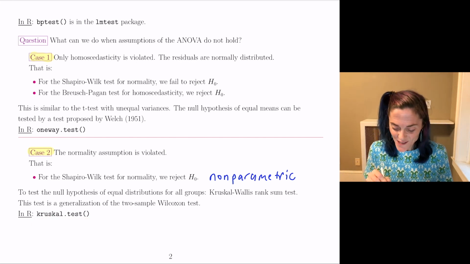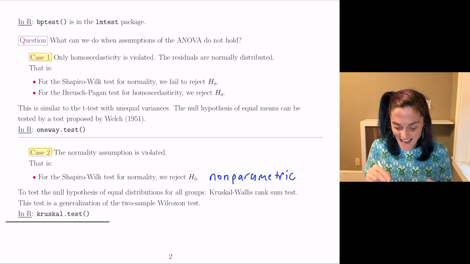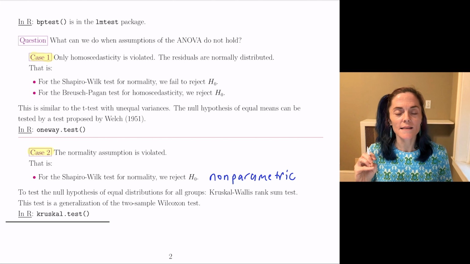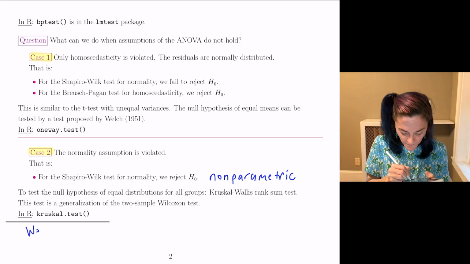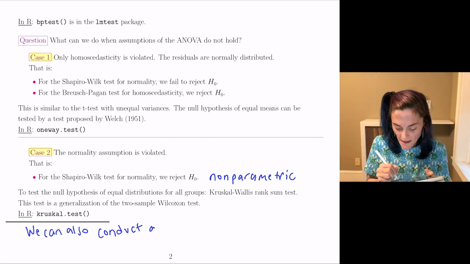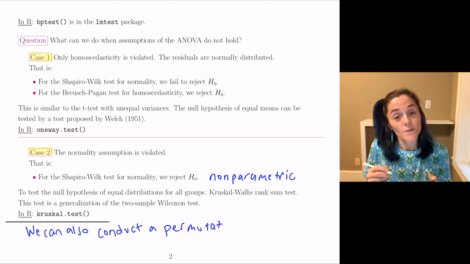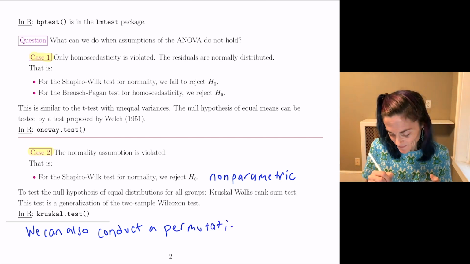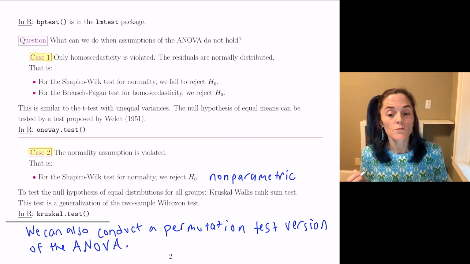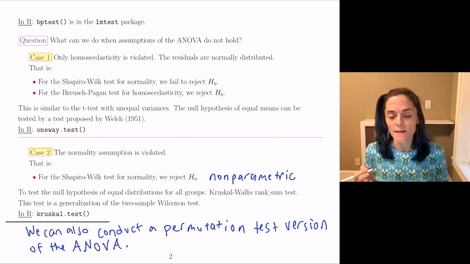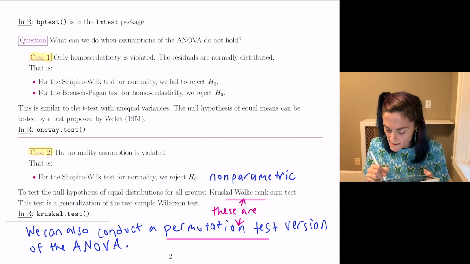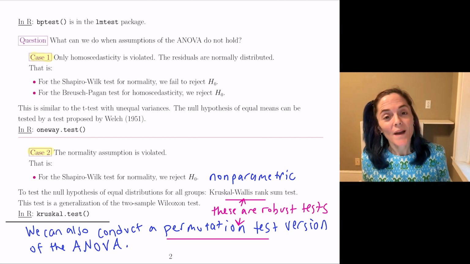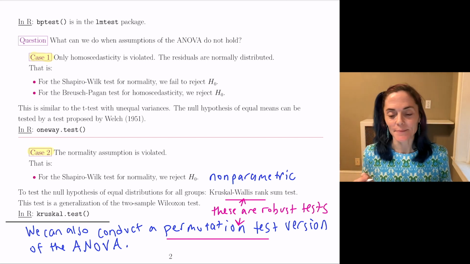But one thing that we could also do, another theme of our non-parametric testing module was the wonderful permutation test. So we can also conduct a permutation test version of the ANOVA. The benefit of the Kruskal-Wallis rank sum test and a permutation test is these are robust tests, and they are wonderful when we do not have the normality assumption.